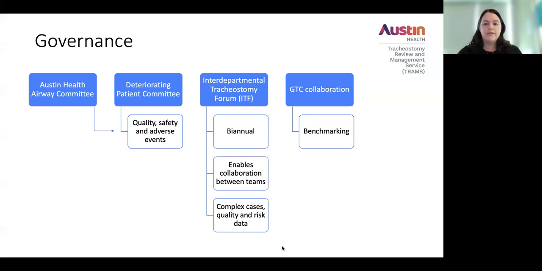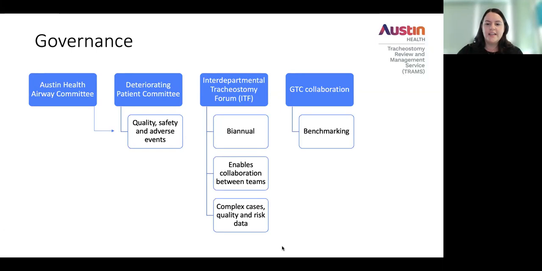At each forum, we review case presentations, policies and procedures, risk data, any education and equipment issues, and we discuss any complex cases. TRAMS chair this meeting with representation from key stakeholders and heads of department, including respiratory, thoracics, ICU, ENT, anaesthetics, plastics, MaxFax, and a multitude of disciplines from medical, nursing, physio and speech pathology, so very well represented.